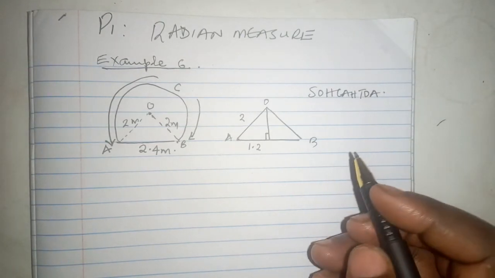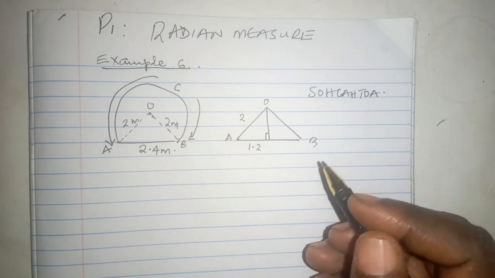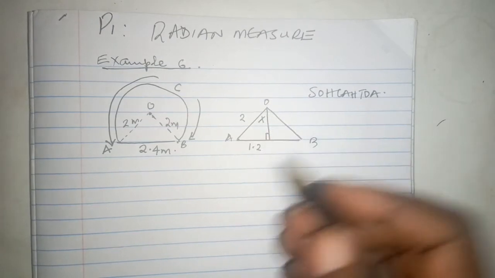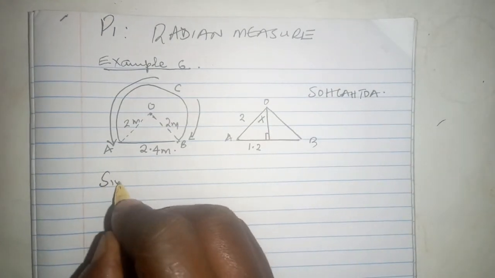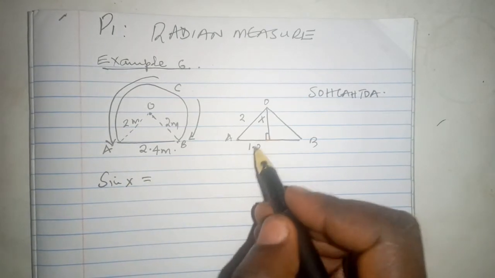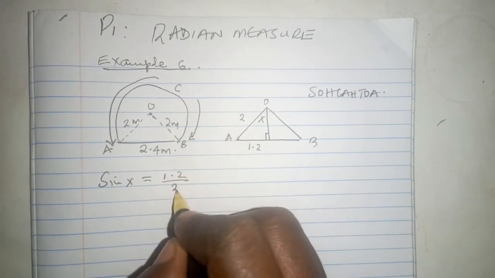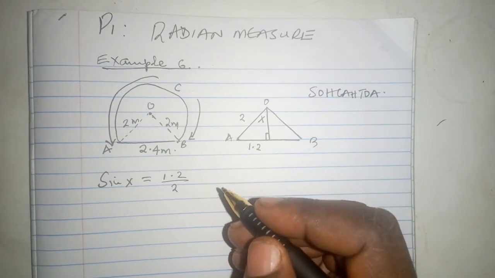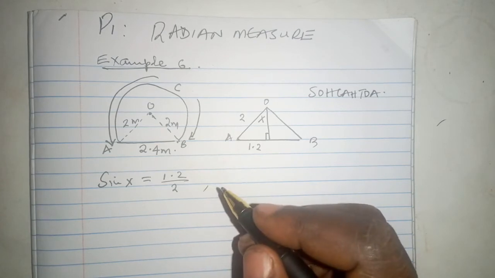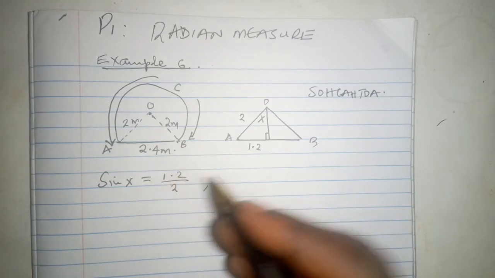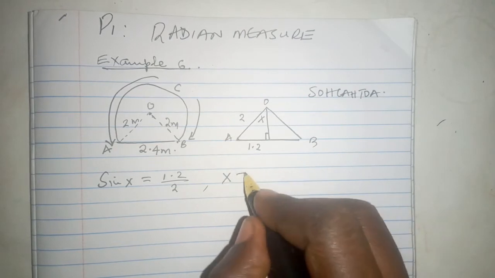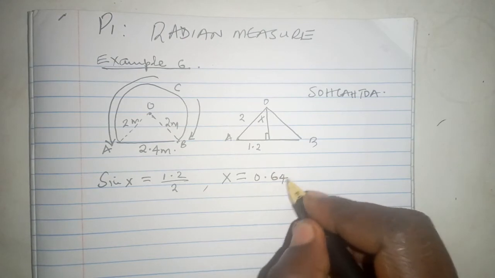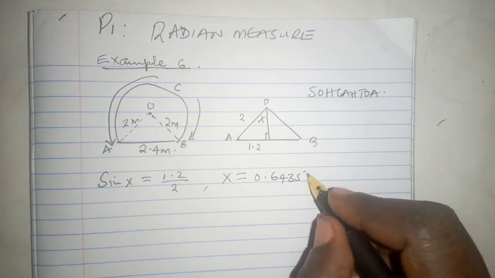If you set your calculator in radian mode, we shall be able to get that angle. The sine of x is given by opposite over hypotenuse, which is 1.2 over 2. With your calculator in radian mode, you take the sine inverse of the answer, and you realize that x is equal to 0.6435. These are radians.